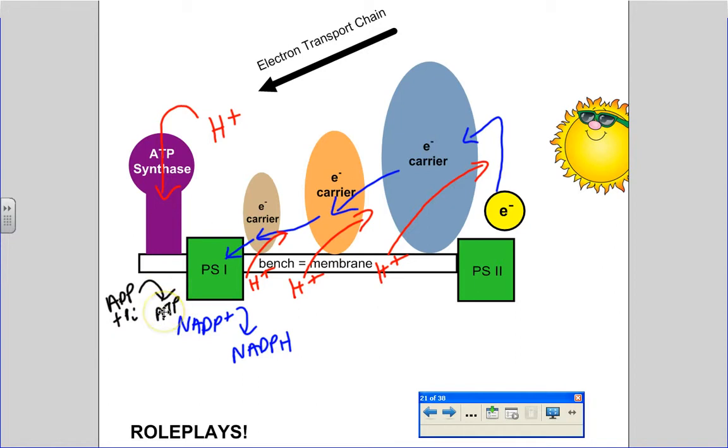So the whole purpose of the light reactions is to generate ATP. So you harvest the light energy to generate ATP and NADPH so that they can go and be used in the dark reactions out in the stroma. So that is an explanation of the role play and the light reactions and the electron transport chain.